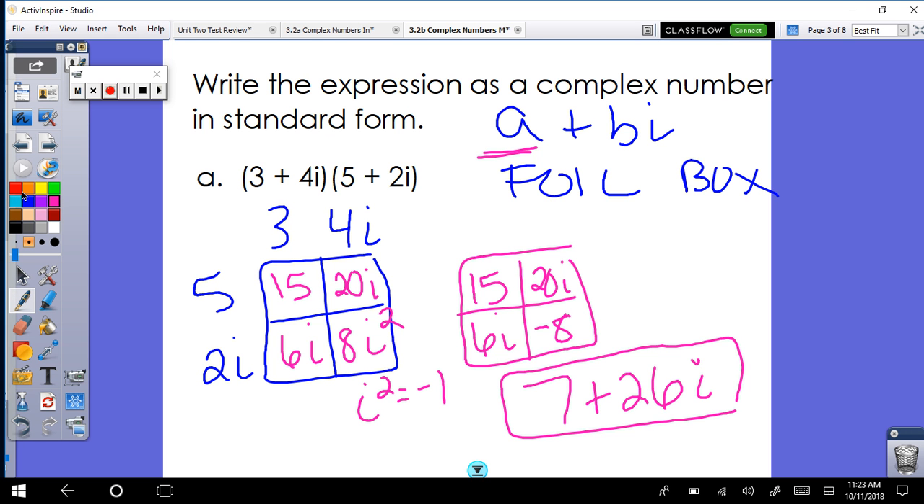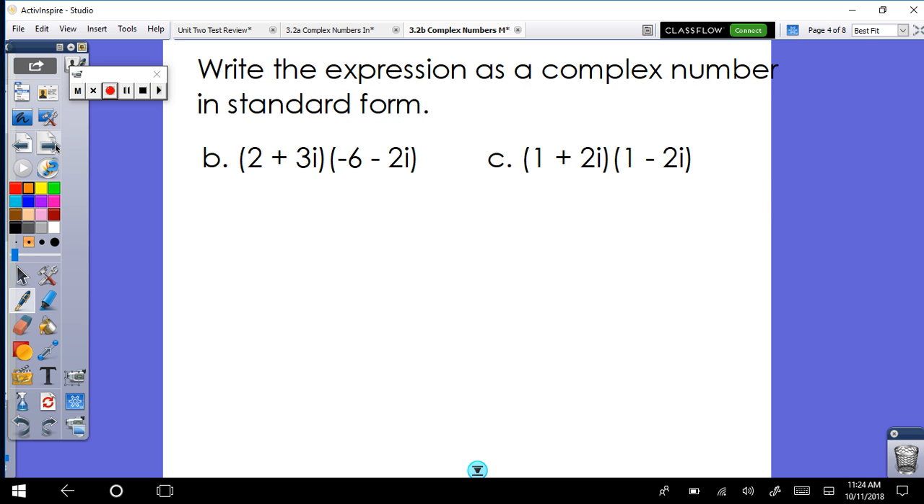If you FOIL it, you'd get the same thing as you do in the box. First would be 3 times 5, 15. 3 times 2i is our 6i. Then 4i times 5 is 20i. And 4i times -2 is the 8i squared. And then you would simplify or plug in the -1 for i squared and combine like terms, and you get the same answer. Let's do one more like that.